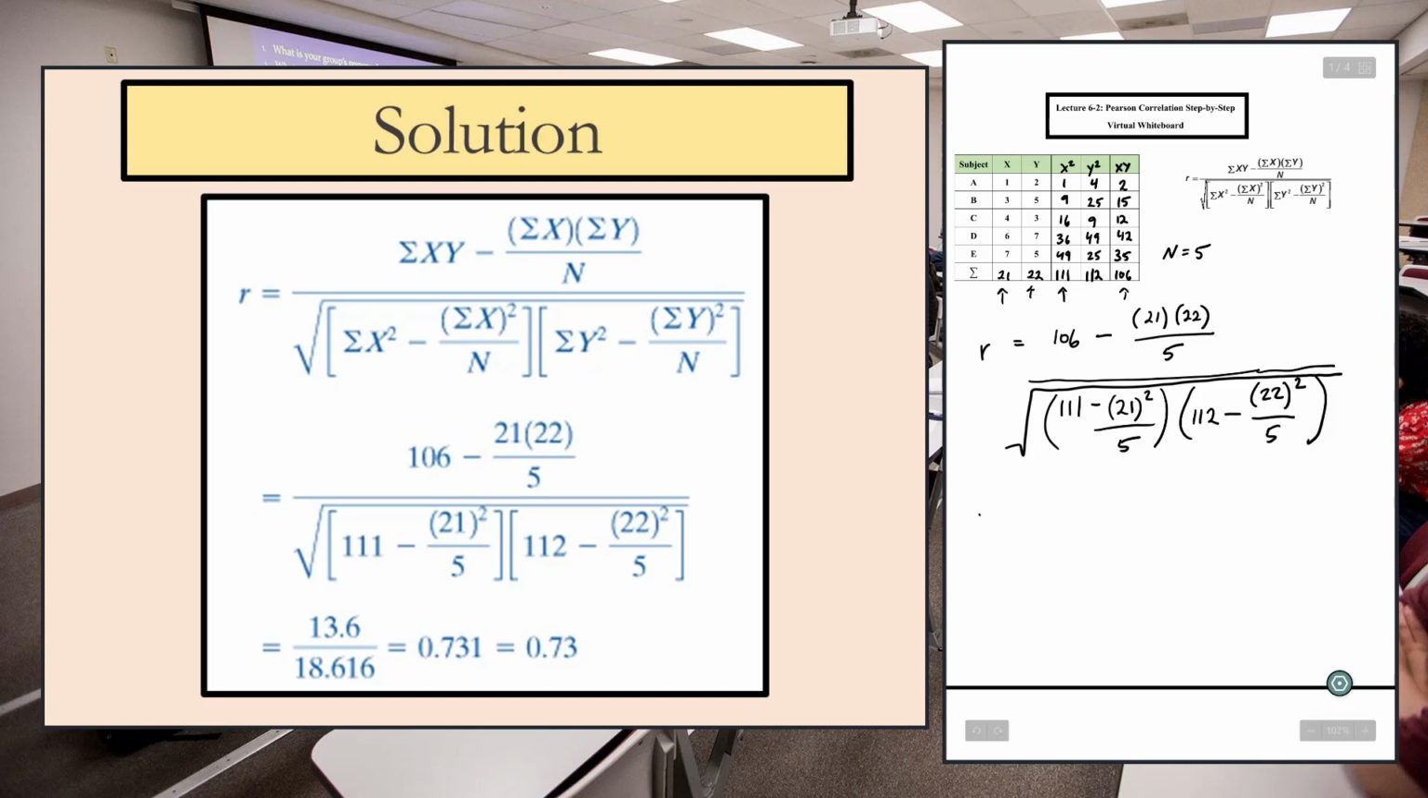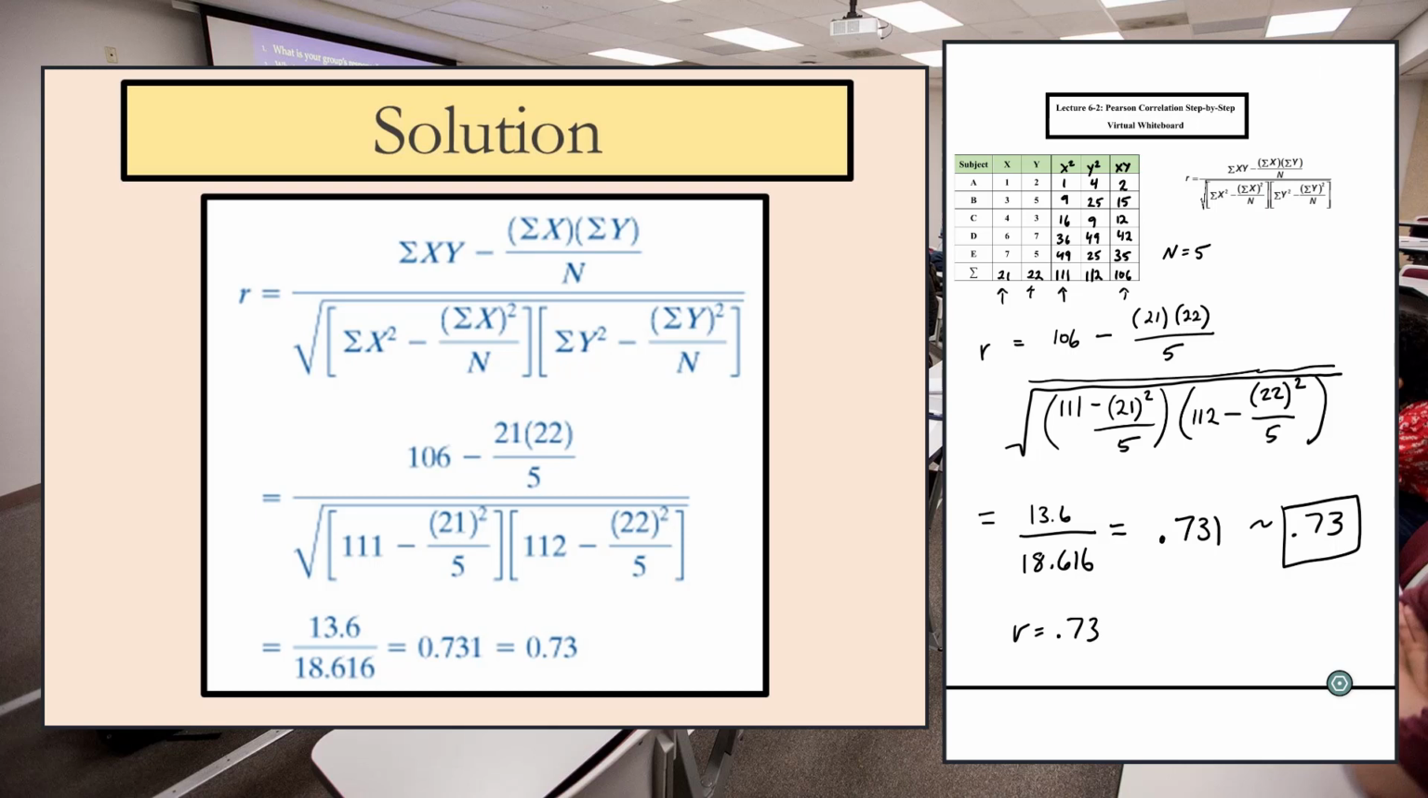So this is going to work out to be 13.6 divided by 18.616. And this is going to be equal to 0.731, which is basically 0.73. And that is our Pearson product moment correlation. So it's really easy as that, right? So R is equal to 0.73.